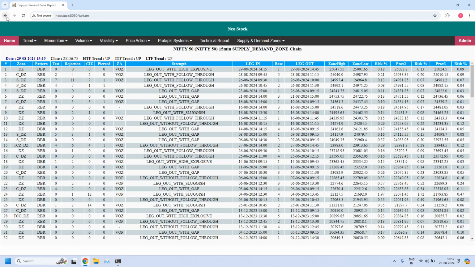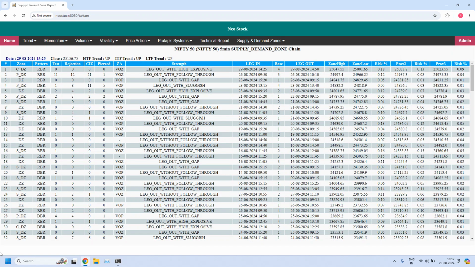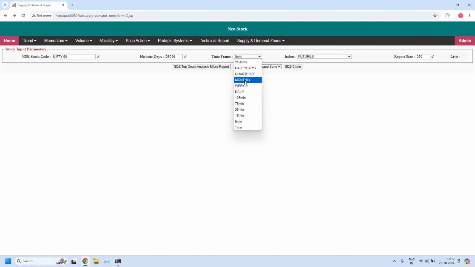The next time frame is 5 minutes. Let us generate 5 minutes supply demand zone chain for NIFTY. So this is about NIFTY supply demand zone chain. Now let us generate BANKNIFTY supply demand zone chain. Nifty Bank index is nothing but BANKNIFTY.